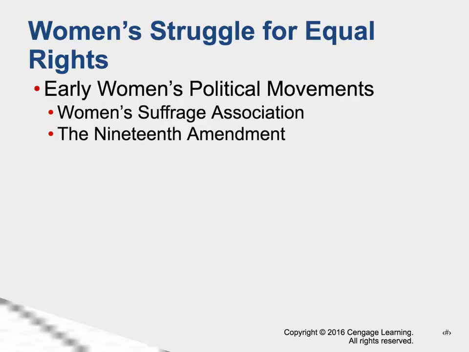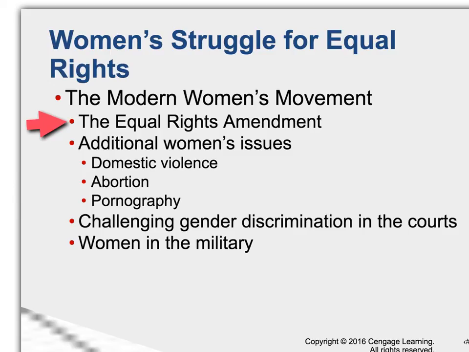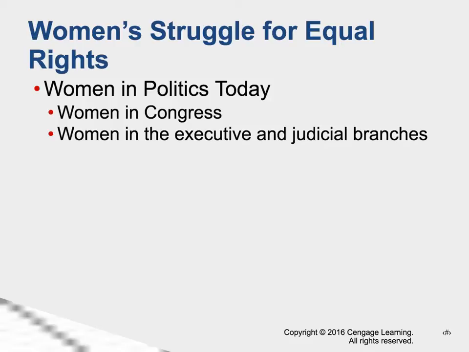The modern women's movement began in the 1960s in the wake of the civil rights and anti-Vietnam War movements. Efforts to secure the ratification of the Equal Rights Amendment failed, but the women's movement has been successful in obtaining new laws, changes in social customs, and increased political representation. The number of women in Congress and other federal government bodies has increased significantly in the 1990s, 2000s, and 2010s.